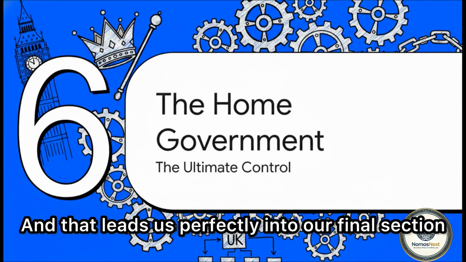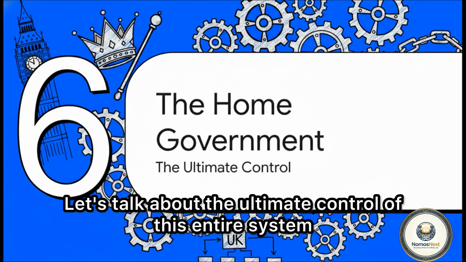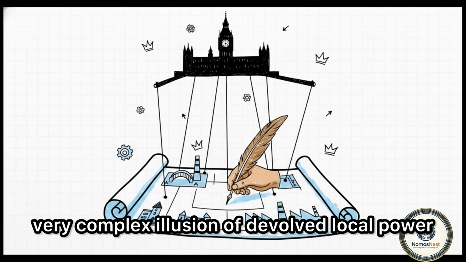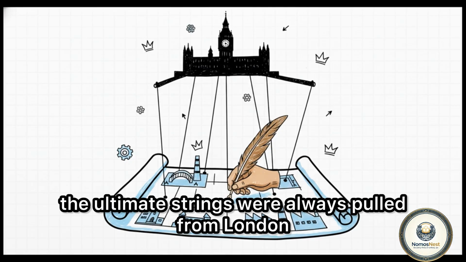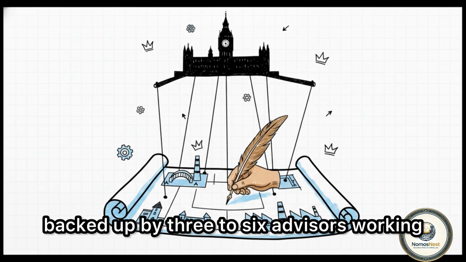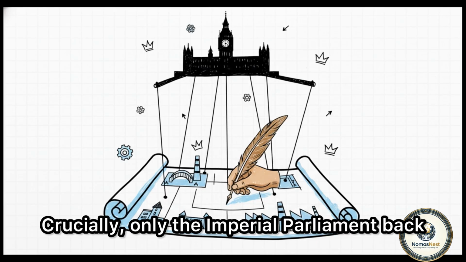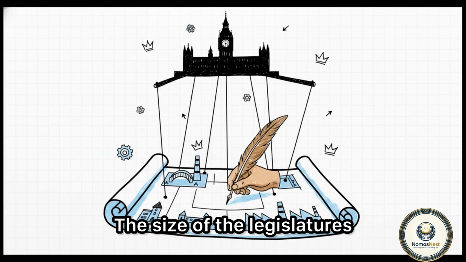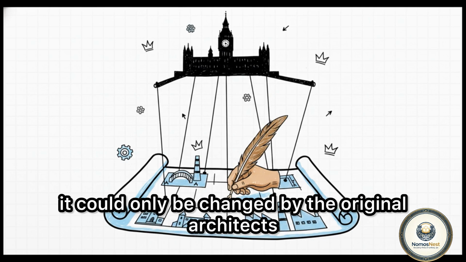And that leads us perfectly into our final section, the home government. Let's talk about the ultimate control of this entire system. Because despite this very real, very complex illusion of devolved local power in the provinces, the ultimate strings were always pulled from London. The oversight structure was anchored by the Secretary of State for India and Council, backed up by 3 to 6 advisors working right alongside the British cabinet. Crucially, only the Imperial Parliament back in the UK held the power for constitutional amendment. The size of the legislatures, the voter rules, the whole shebang. It could only be changed by the original architects.